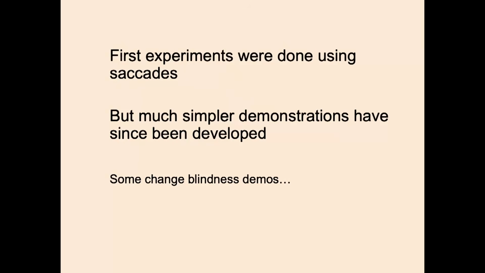Okay, so this was initially discovered in experiments using saccades, right? People noticed just by accident that if you make a change to a display while people are in the midst of making an eye movement, moving your eyes from here to here, so if during that brief period of time you make a big change to the display, people often wouldn't notice. That got this large research program started, and much simpler demonstrations have since been developed. So I'll just show you a few examples of this.